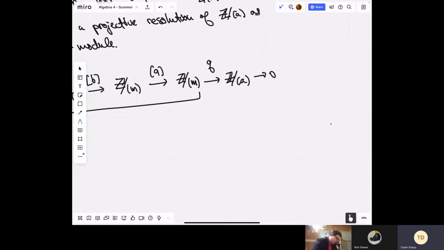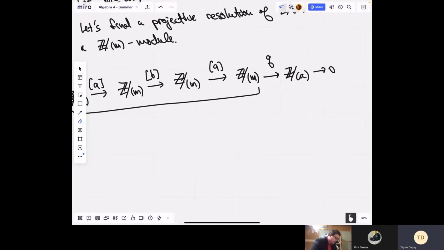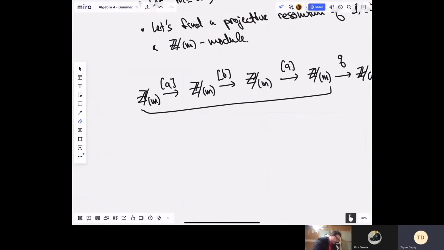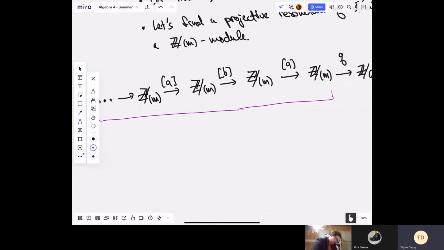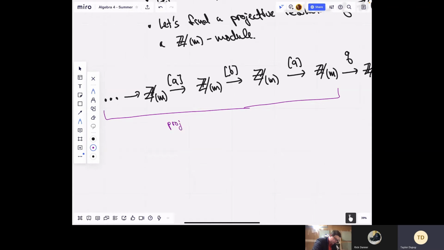And then if you multiply by a, that'll land you inside the kernel of this map. Does that make sense? And then if you multiply by b, and then you multiply by a, well, then you're in the kernel of that. So yeah, this gives a resolution. This keeps going. So this is our first example of an infinite resolution. Okay, so this is our resolution here. This is our projective resolution.